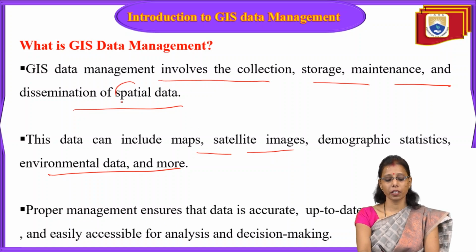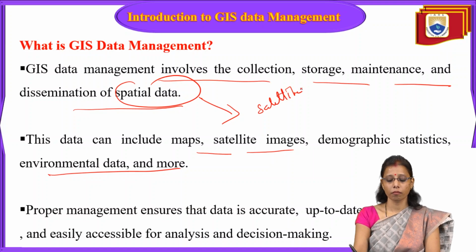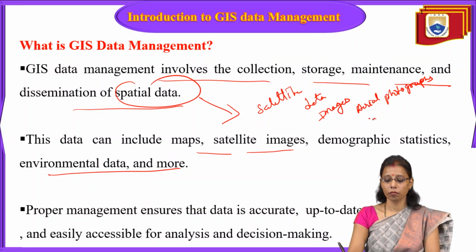When you talk about spatial data, what spatial data do we have? We have satellite data in the form of images. We have aerial photographs. We have forest data. We have the topo sheets. All this data comes under spatial data.